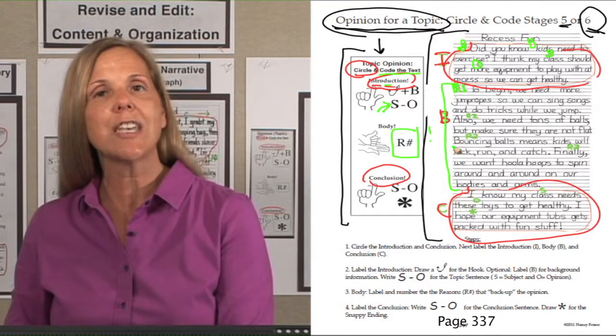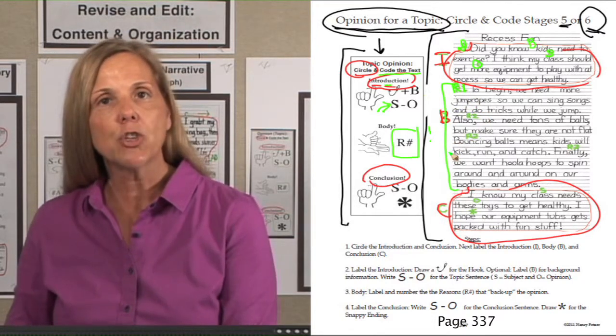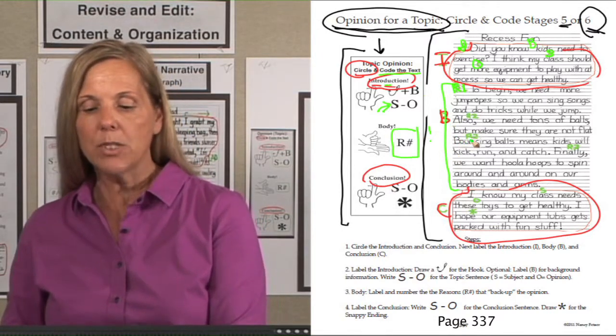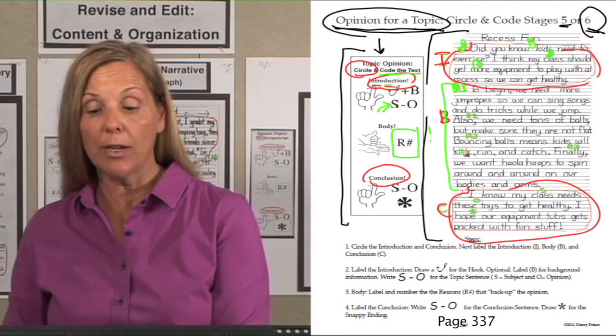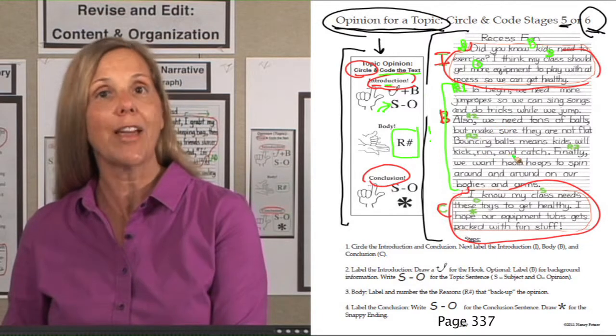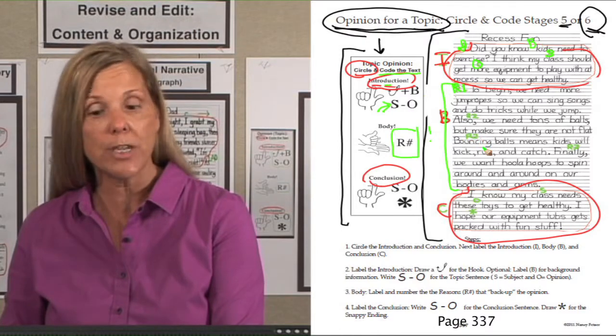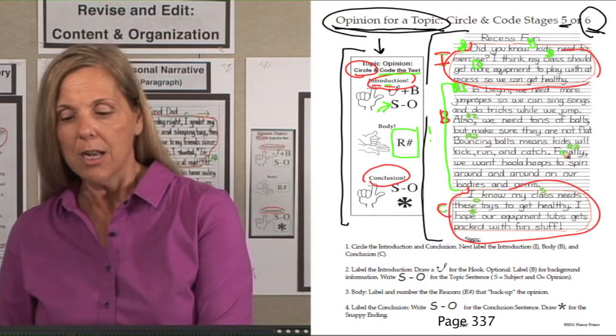I'm going to go to the next sentence. I have to make sure, is this a new reason or is this still about the balls? Let's see. Bouncing balls means kids will kick, run, and catch. That's still about the balls. So I'm putting R2 there. That's still our second reason. Let's go to the next sentence.